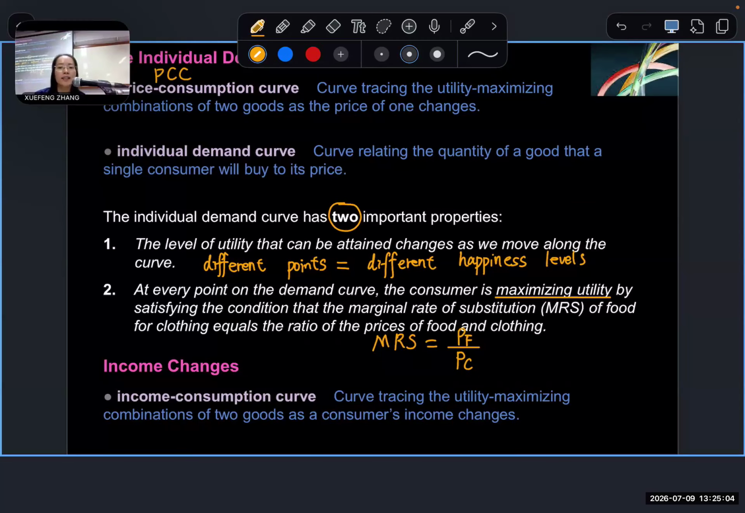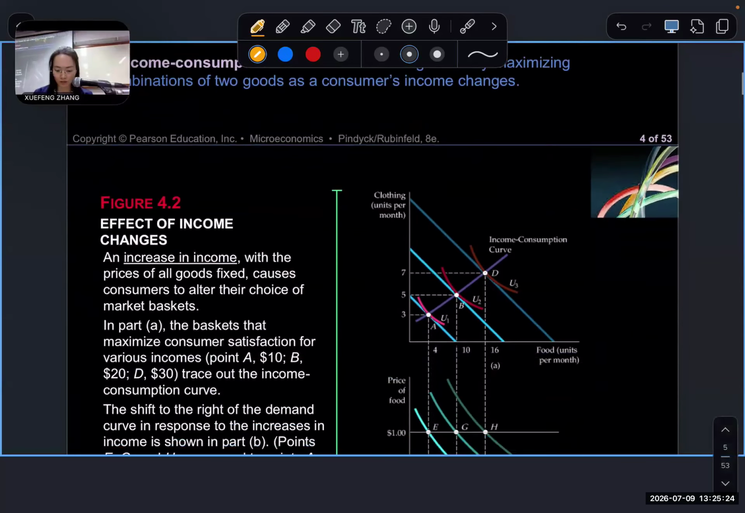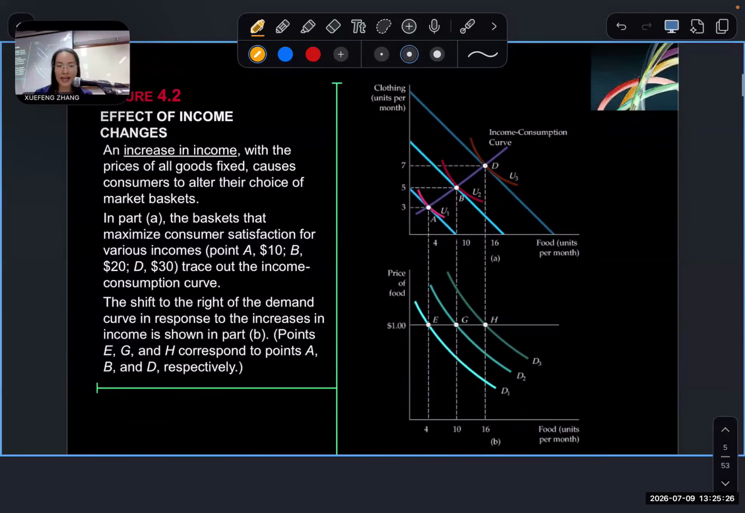Next, we're going to see what happens if income changes. Remember, what I just mentioned is about the price of one product changing. Later we'll see what happens if income changes. Okay, so let's see how we read those two graphs. Here we have a prerequisite, which is that income increases. So the big idea is: what happens when income increases?